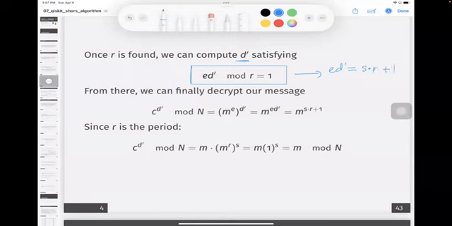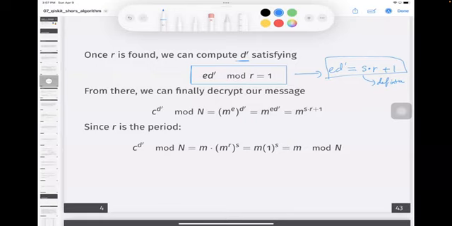Okay. So we don't really care what that number S is, but we just know that if E D prime mod R is equal to 1, then there is a number S such that S times R plus 1 is equal to E D prime. Okay, that's the definition of modulus.